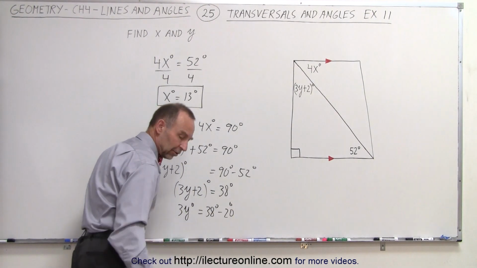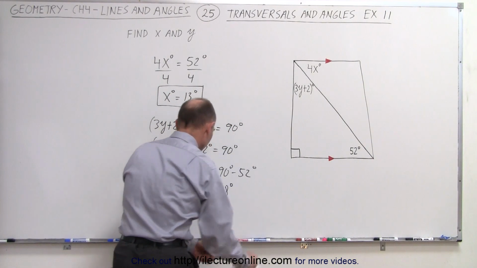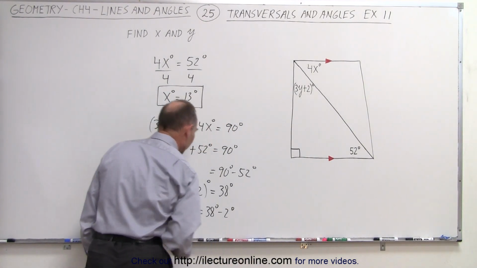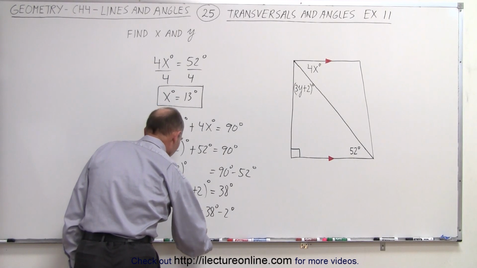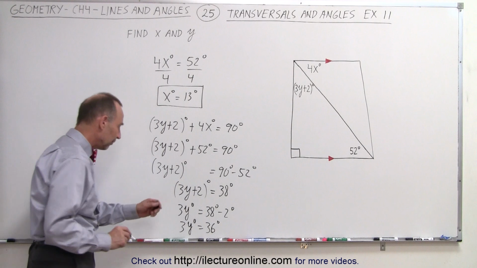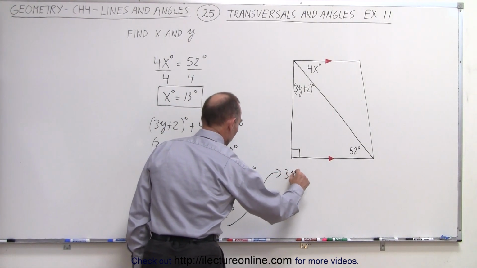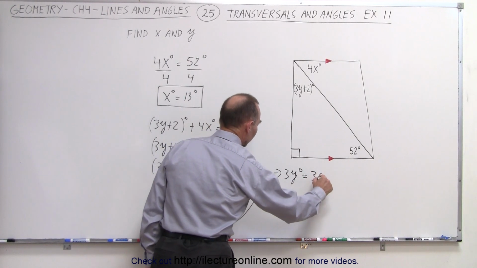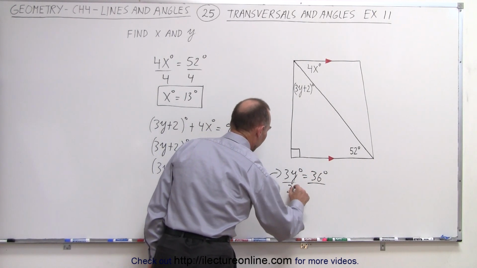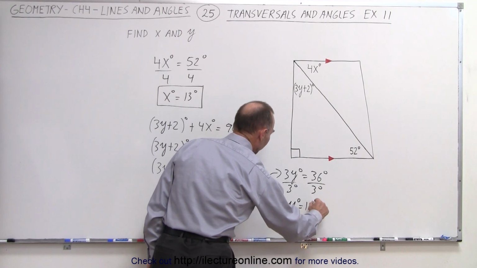Whoop, that one is a little bit too big. Let me get rid of that. There we go. Minus 2 degrees, which means that 3y degrees is equal to 36 degrees. And then if we divide both sides by 3 degrees, we can see that y degrees is equal to 12 degrees.